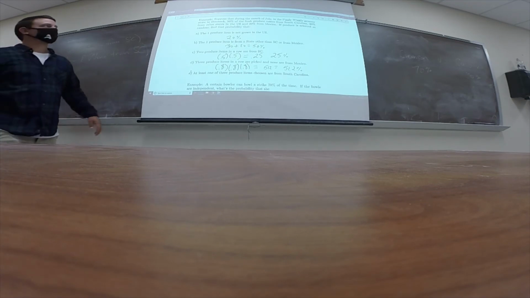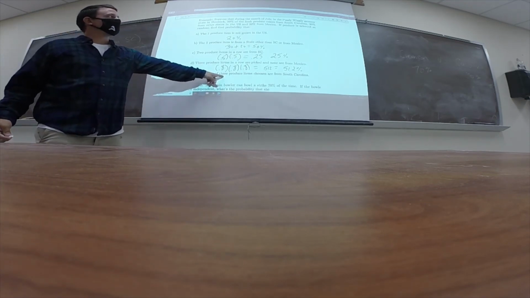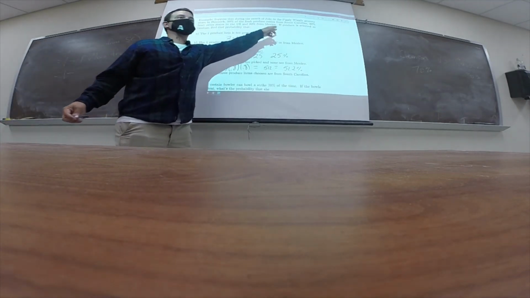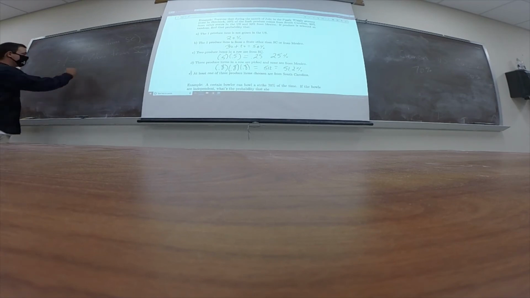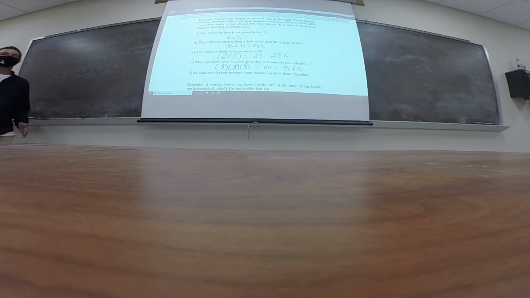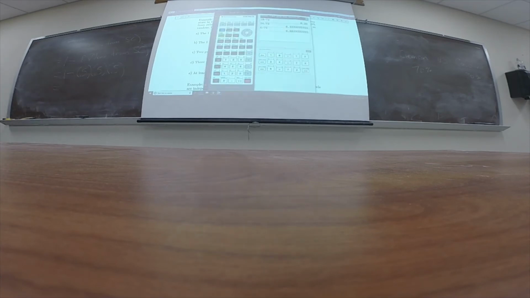Probability that none are from South Carolina. Okay, I'm choosing 3. Probability that it's not from South Carolina is 20 plus 30%, which is 50%, right? Probability the first one's not from South Carolina is 50%. Probability the second one's not from South Carolina is 50%. Probability the third one's not from South Carolina is 50%. Okay? So what I'm really looking at here, I'll factor that here, 1 minus 0.5 to the third, which gives me 87.5%.